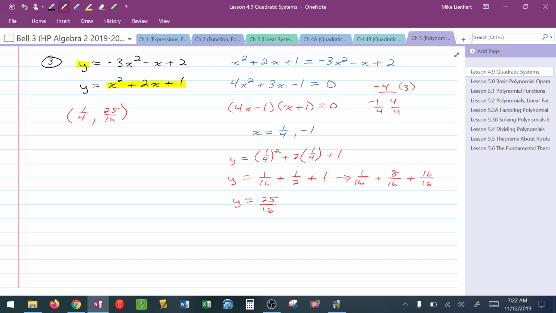The second point of intersection you find by substituting in the -1 that you found. So I have y equals -1 squared plus 2 times -1 plus 1. Clean this up a little bit. I get 1 minus 2 plus 1, which would be 0. So I know I have the point -1, 0.